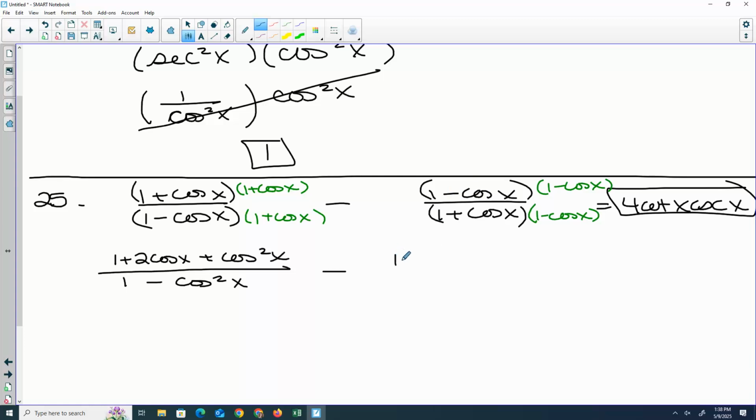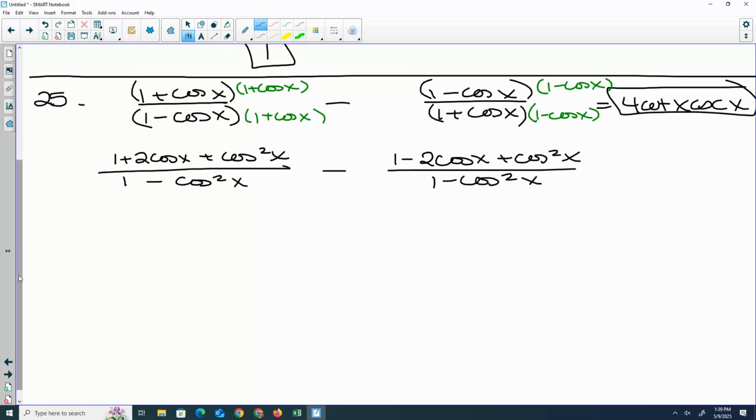Same thing for the second fraction. When you FOIL, you get 1 minus 2 cosine x plus cosine squared x. Bottom is 1 minus cosine squared x. If we are subtracting, what do we need to do? So then 1 and negative 1 cancel. Cosine squared and negative cosine squared cancel. So 2 cosine plus 2 cosine is 4 cosine x. Over the denominator, 1 minus cosine squared.